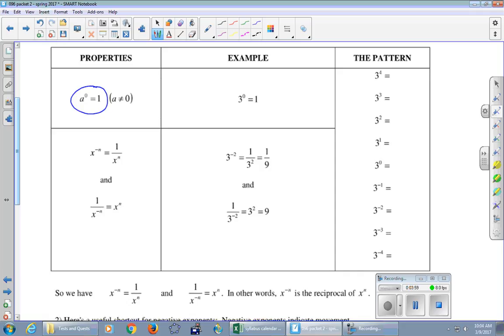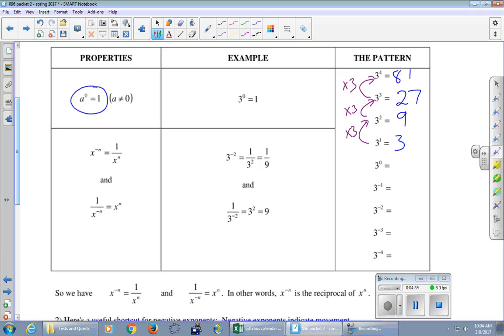So let's figure out why defining a number to the 0 to be 1 is an appropriate way to define a number to the 0. Let's take a look at this pattern over here on the right-hand side. We'll start here. 3 to the first, that's 3. 3 to the second is 9. 3 to the third is 27. 3 to the 4th is 81. Okay, easy, so far so good. In order to work our way up the chain, we have to multiply by 3 every time. Agree? Times 3, times 3, all the way up, yes?